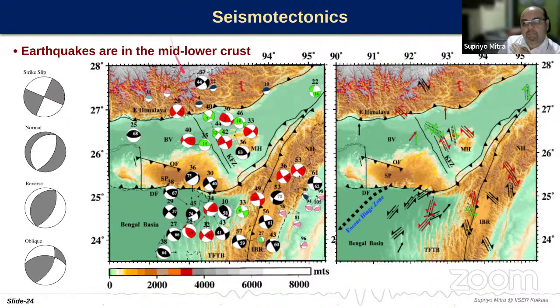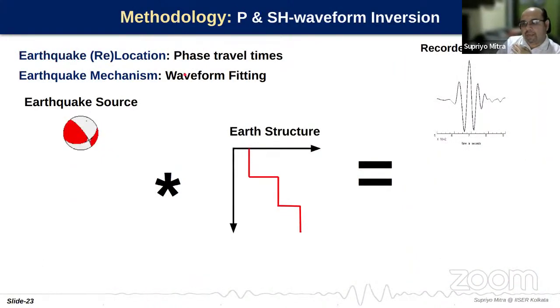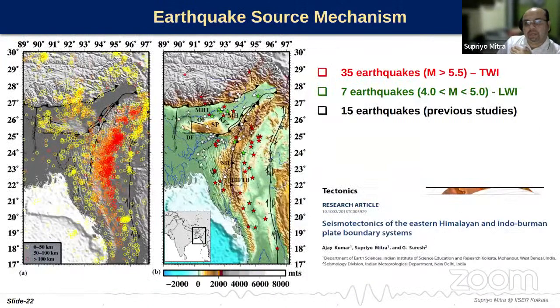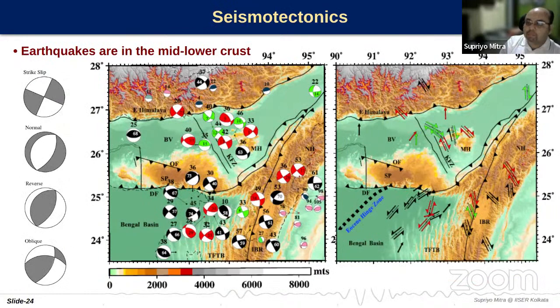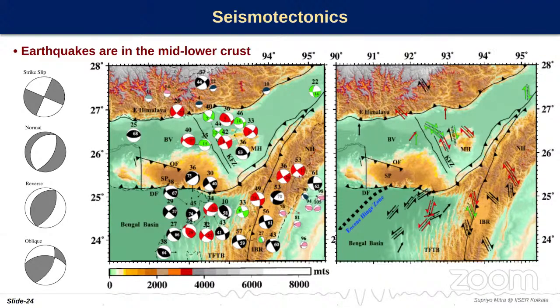These are basically the ones which are red are greater than 5.5. The ones which are green are 4 to 5. We have nothing smaller than these. The other ones which have been taken from the literature are all greater than 5 magnitude. So these are mostly moderate earthquakes, nothing greater than 6.5 in this region. So you can assume a point double couple.